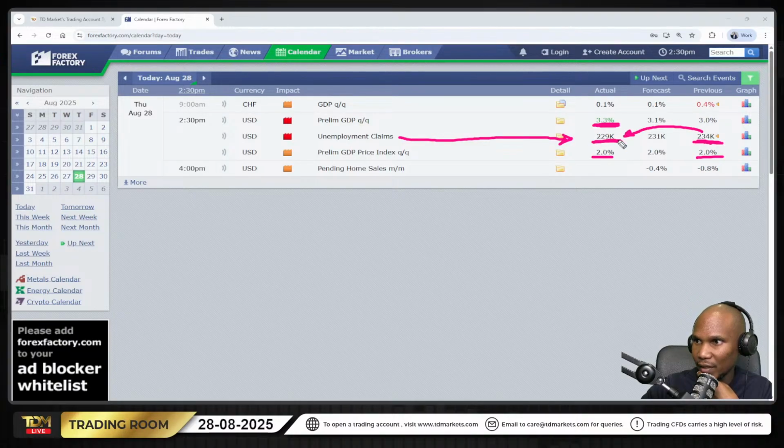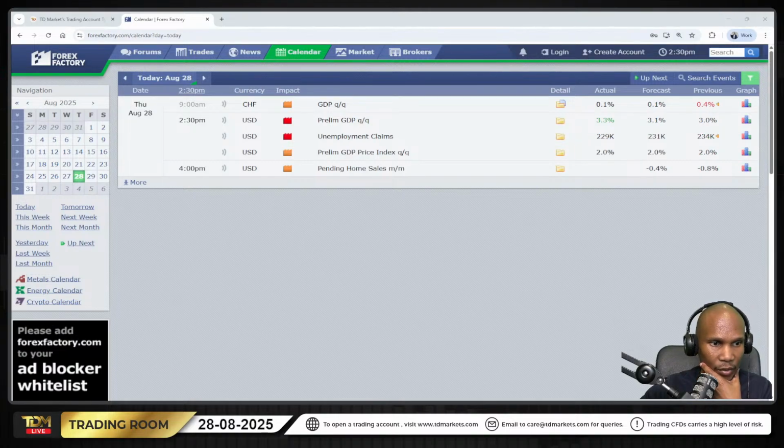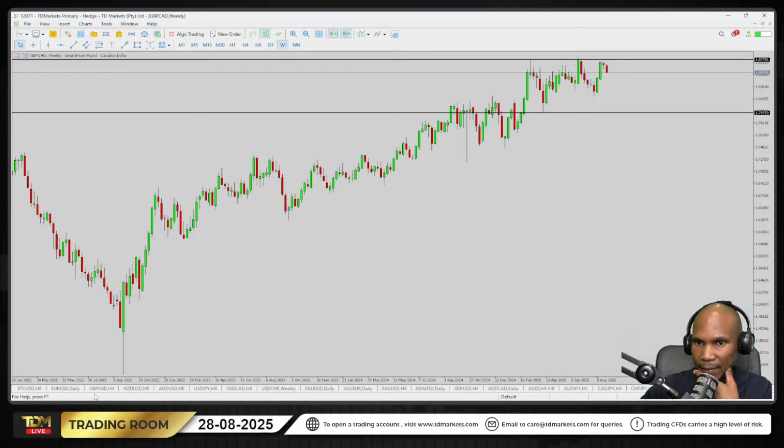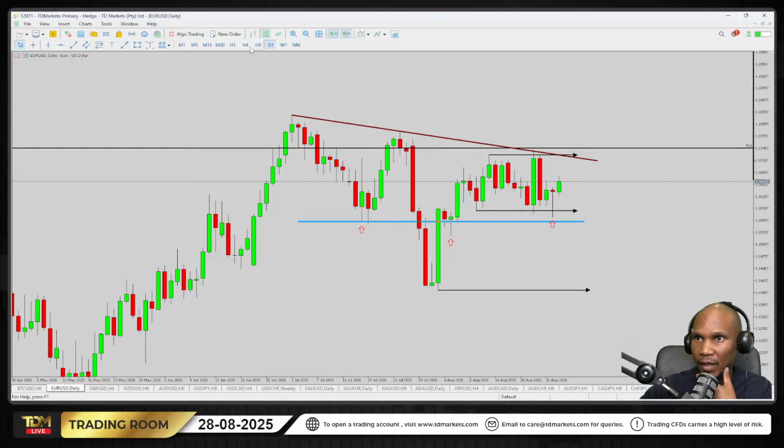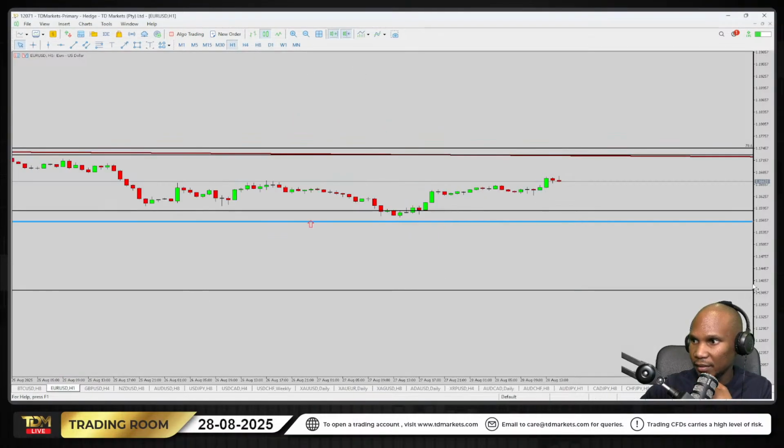And in terms of the unemployment claims for the week, GDP came out at 3.3% from a forecast of 3.1. So this suggests a stronger dollar. So let's see what is happening here. All right, let's look at the reaction.